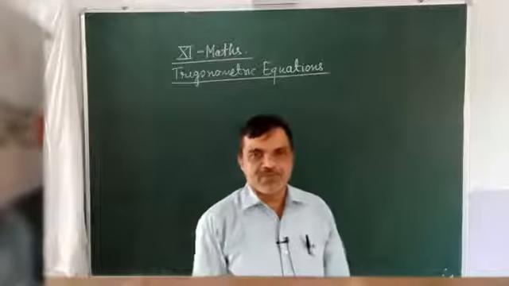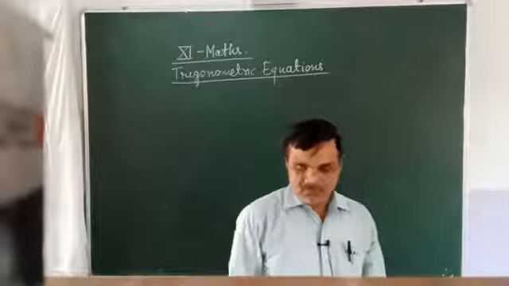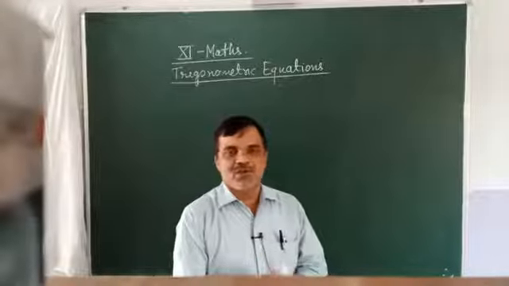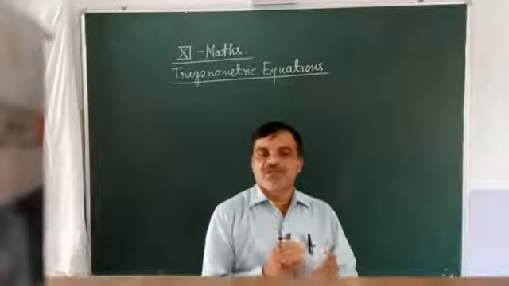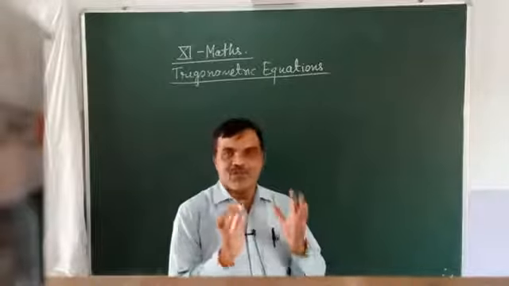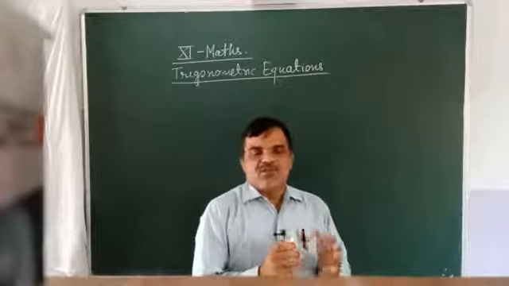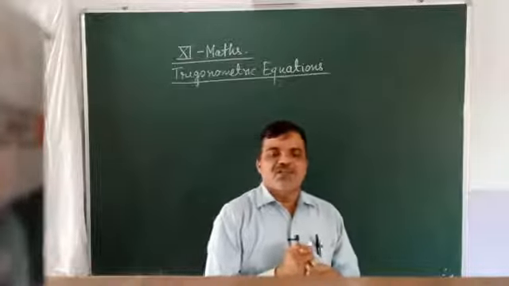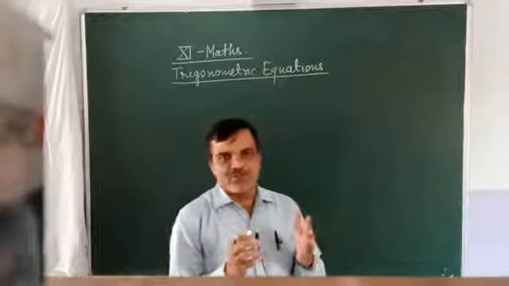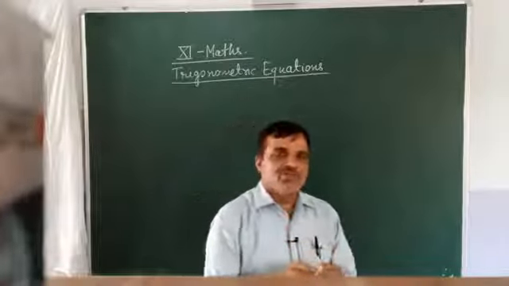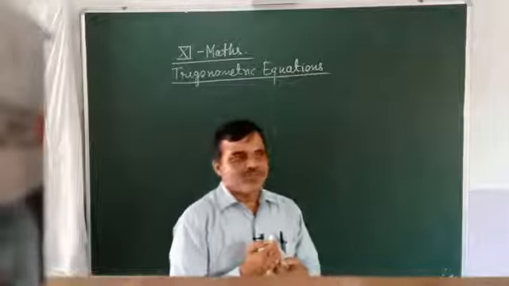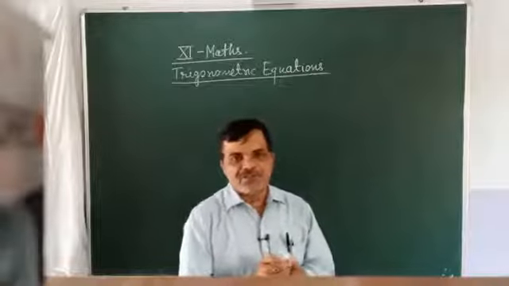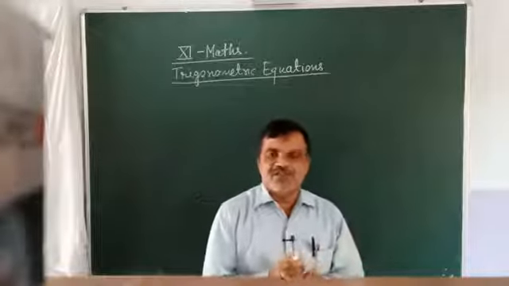Today we have the chapter trigonometric equations. So what is a trigonometric equation? First, our definition: an equation which involves trigonometric functions is called a trigonometric equation, such as sin x equal to 1 by 2, cos x equal to root 3 by 2. These are trigonometric equations. So an equation which involves trigonometric functions is known as a trigonometric equation.